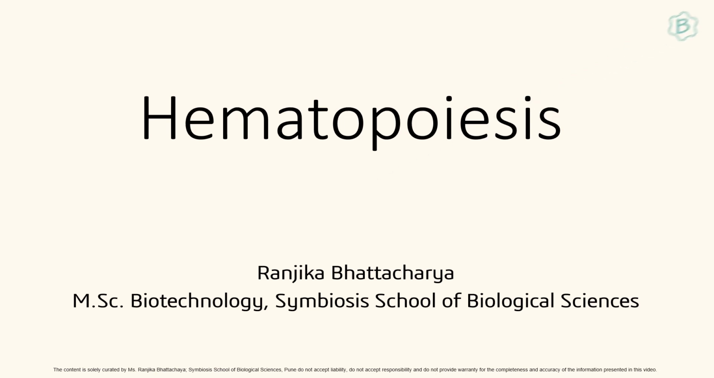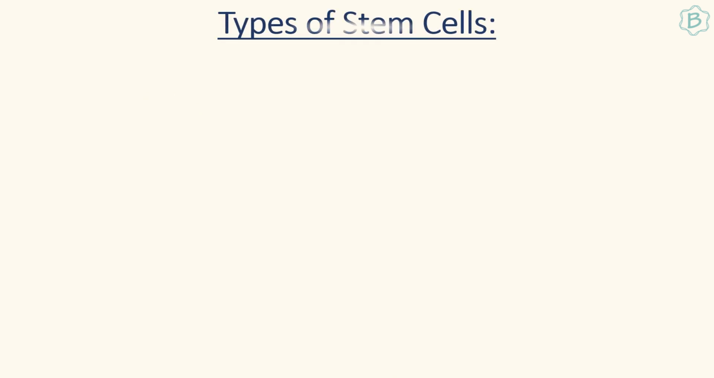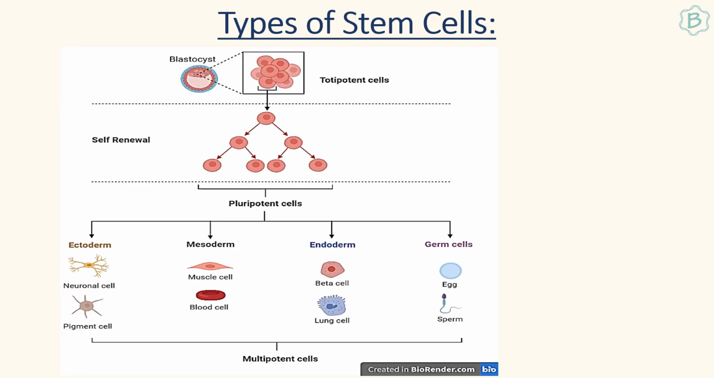Hello everyone. So today we will be looking at the process of hematopoiesis in detail. Before we begin with what hematopoiesis actually is, we should know about the primary types of stem cells which are present. So with this diagram, I will try to explain to you how the process of stem cell differentiation takes place.